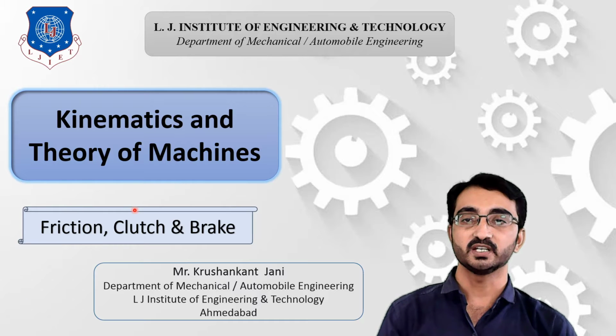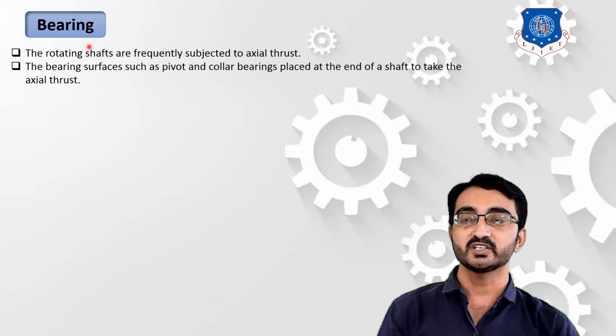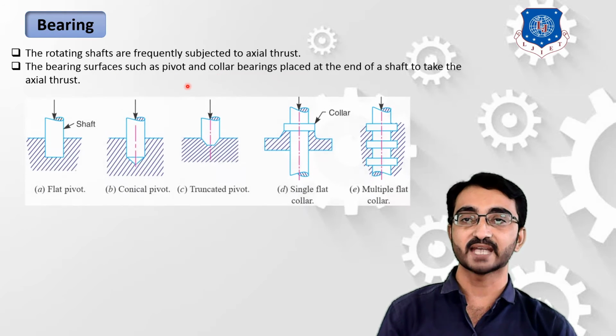In today's session, we will learn about one of the topics of chapter number 6, that is friction, clutch and brake. So let's start this session with bearings. As we are aware, any rotating shaft is frequently subjected to axial thrust, and to support this axial thrust mainly bearings are used.